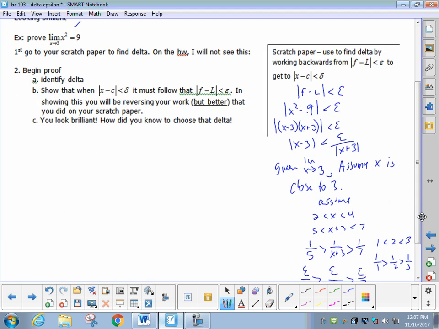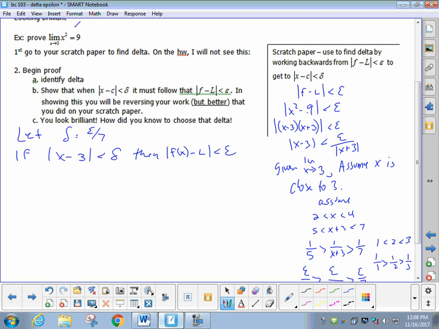Now, the idea is, first of all, you let the reader know this is your delta. Let delta equal epsilon over 7. I'm going to show that the if-then statement that basically is the theorem for a limit can be satisfied. If |x minus 3| is less than that delta, then it must follow that |f(x) minus L| is less than epsilon as a consequence. If I get that close to 3, then the y will be that close to 9.